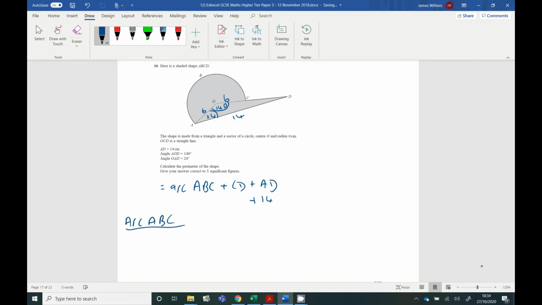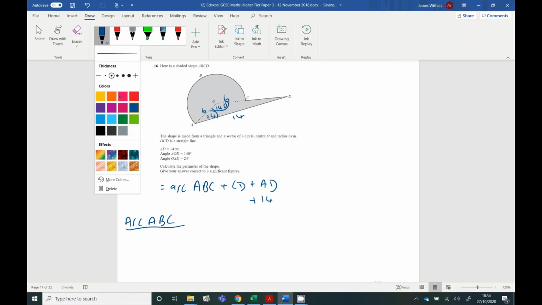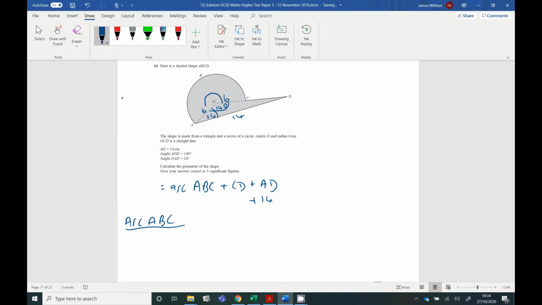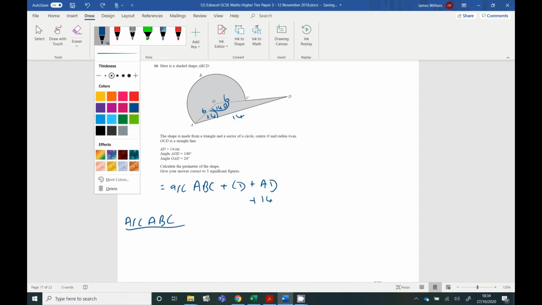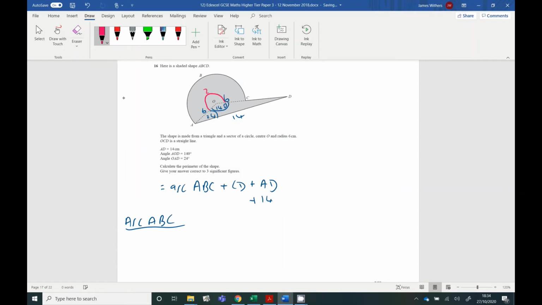Now that comprises 220 degrees worth of the circle, doesn't it? AB to C is 220 degrees worth of the whole circumference of the circle. Now the circumference of the circle would be pi times diameter.